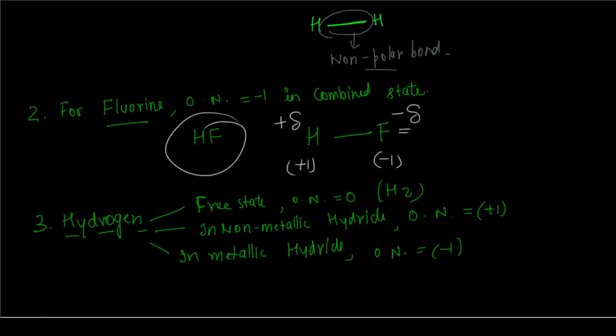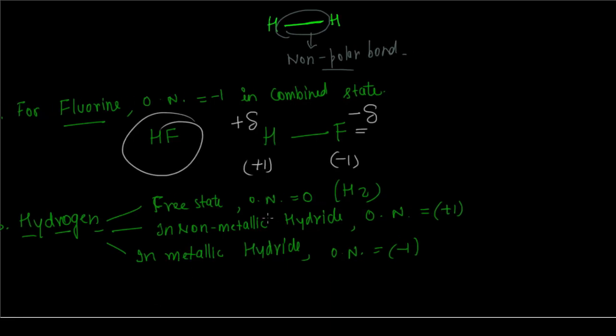For a non-metallic hydride, the oxidation number of hydrogen is +1. You can get an example very simply: HF. Here F is a non-metal and highly electronegative, and hydrogen will exhibit its electropositive character. The oxidation number of hydrogen will be +1.